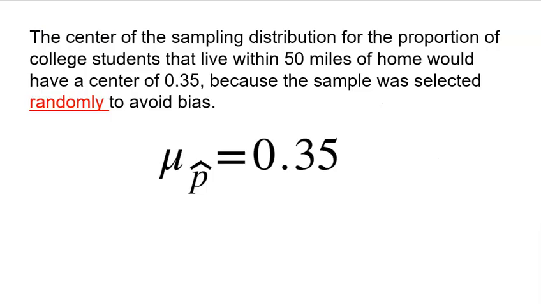Let's talk about the center first. All right, the mean of all the p-hats is going to be centered at the truth. If the truth is 35%, yes, some might be higher, some might be lower, but we should start seeing the large majority gravitate towards that center of 35%. But we do have to ensure that the samples were all selected randomly to avoid bias.